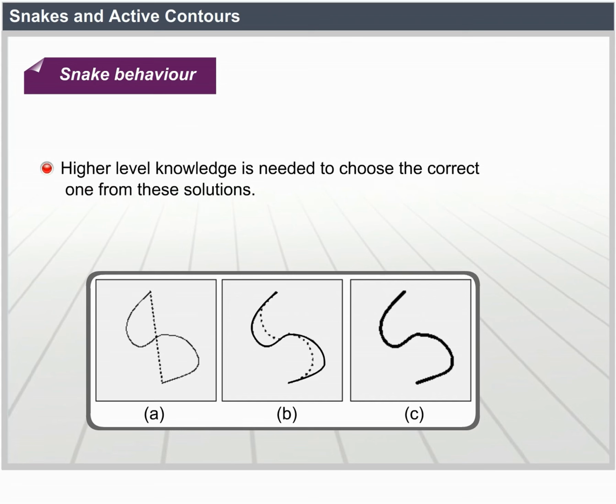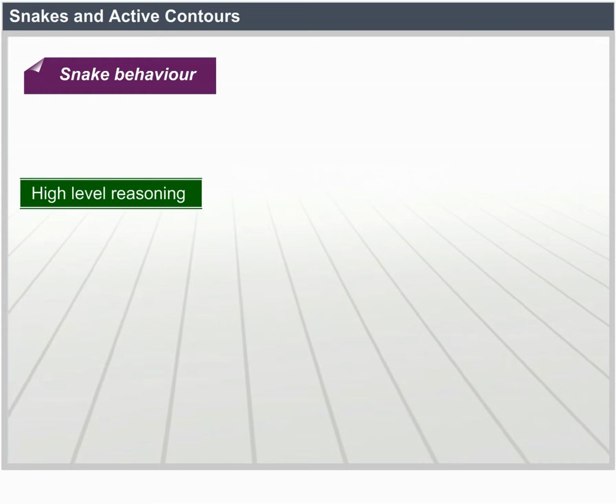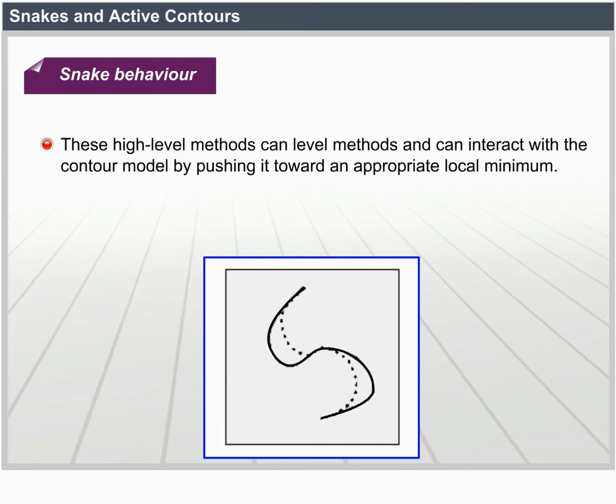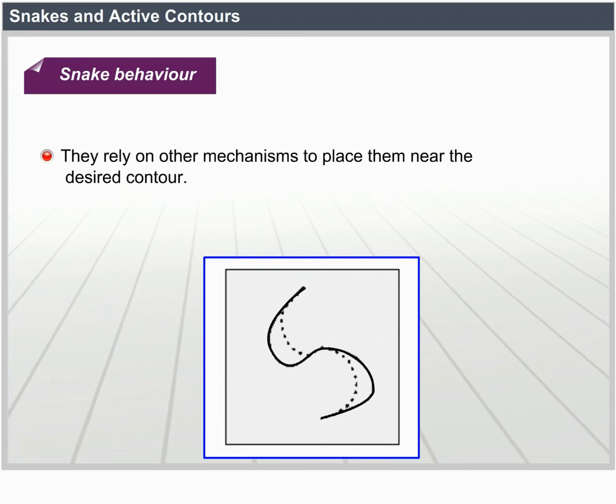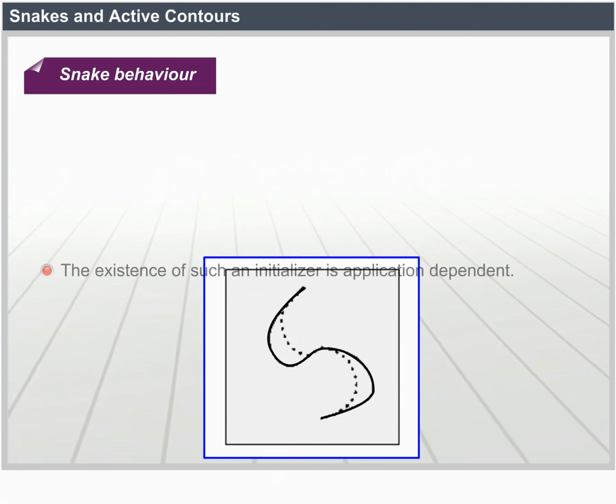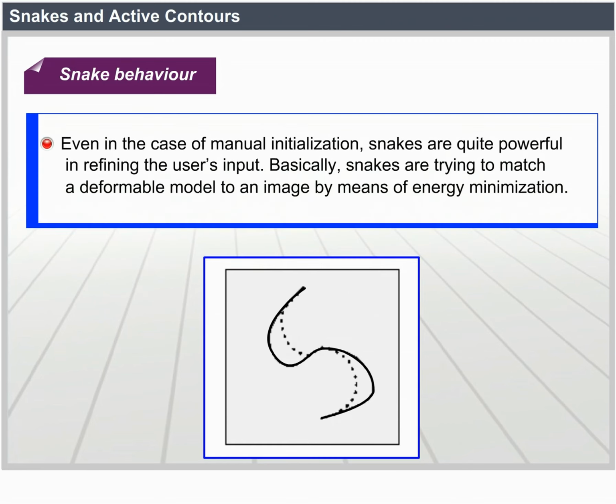High-level reasoning, user interaction. These high-level methods can interact with the contour model by pushing it toward the appropriate local minimum. They rely on other mechanisms to place them near the desired contour. The existence of such an initializer is application-dependent. Even in the case of manual initialization, snakes are quite powerful in refining the user's input. Basically, snakes are trying to match a deformable model to an image by means of energy minimization.